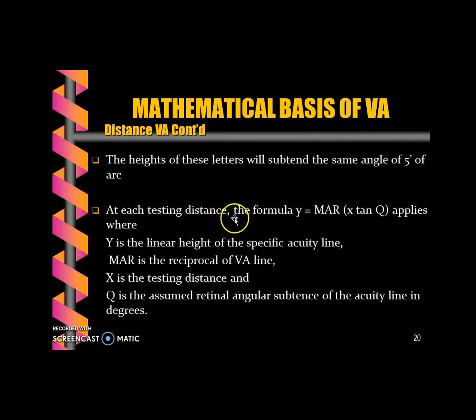The height of these letters will subtend the same angles of 5 minutes of arc. At each testing distance, the formula y is equal to MAR x times q applies, where y is the linear height of the specific acuity line, MAR is the reciprocal of the VA line, x is the tested distance, and q is the assumed retinal angular subtense of the acuity line in degrees. And of course, we already have a basis, which is 5 minutes of arc, and then x is the testing distance, which is 6 meters. And if you want to vary the testing distance, you can also substitute any number for x just for you to get the acuity line y.